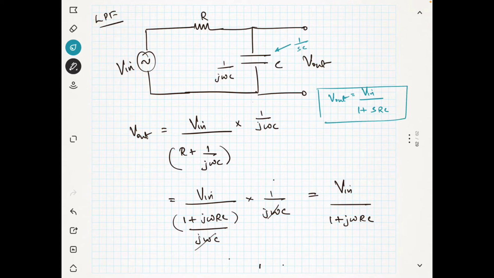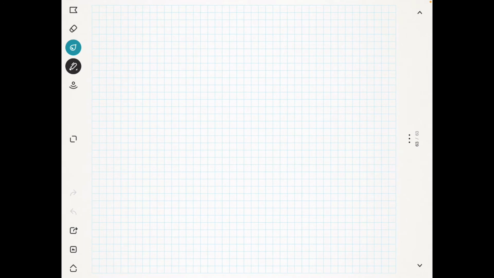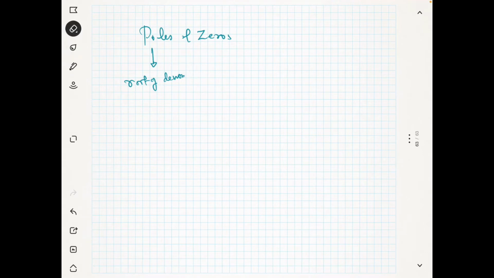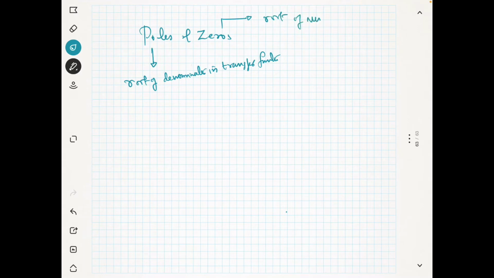Now you have studied poles and zeros in automatic control. So poles and zeros. What is a pole? The pole is the root of the denominator in the transfer function. And what is a zero? It is the root of the numerator in the transfer function.